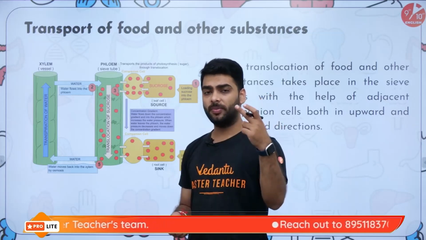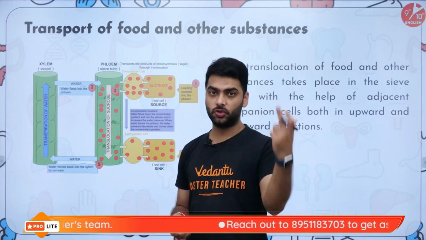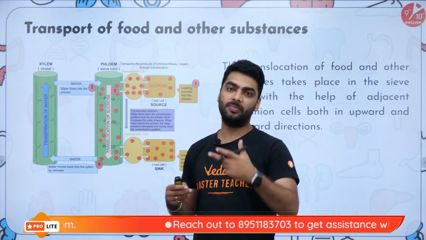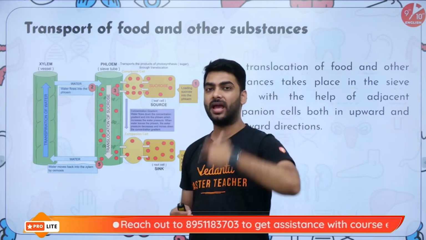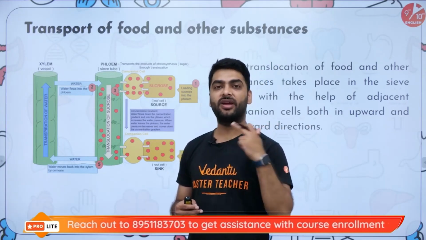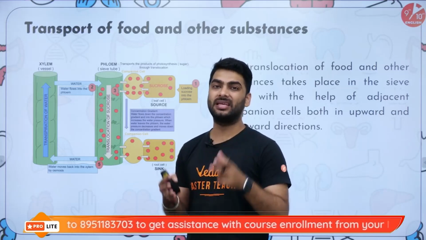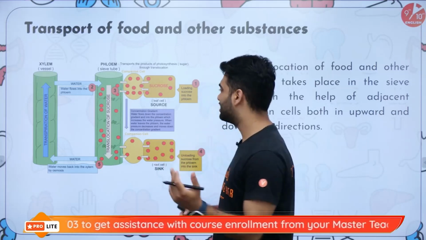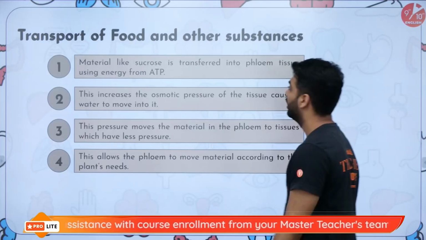So, you know that phloem has so many different types of tissues in it, and all these tissues help in the conduction of food upward and downward as well. When I say upward and downward, it means that phloem is bidirectional, right? These are basics which you already know.